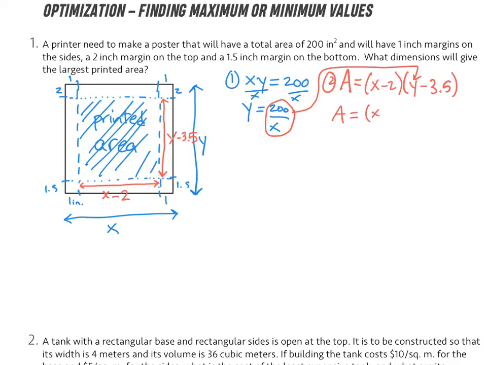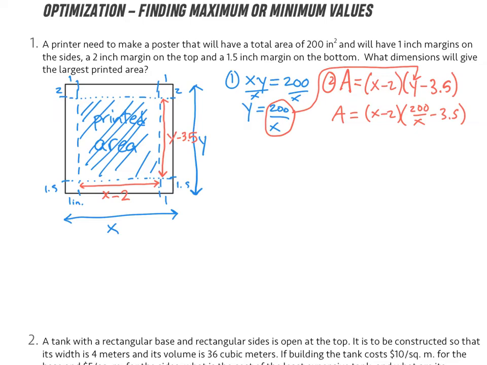A equals (x minus 2) times (200 over x minus 3.5). We've now converted the red equation into a two-variable equation. We have the area is dependent on x. Before we find the derivative of this area function, let's simplify it to make it easier to find the derivative.